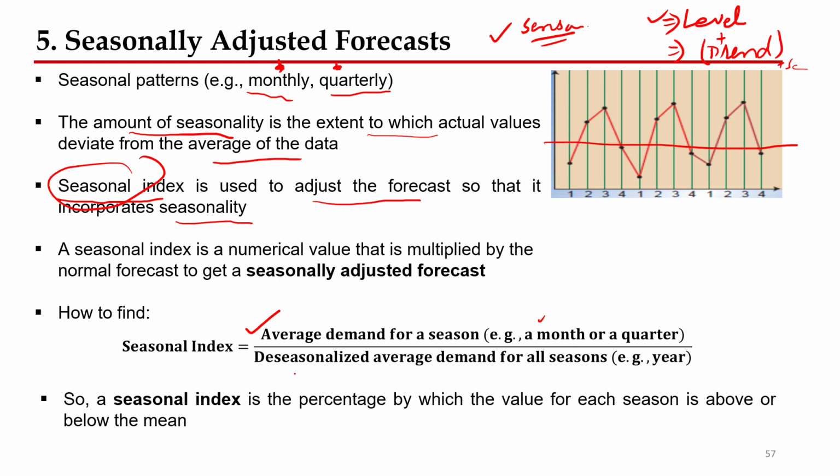Then we are going to divide by the deseasonalized average demand, which means we are removing the seasonality from the data. So in order to calculate the seasonal index, we divide by the deseasonalized average demand, which is basically the average of the entire year. The seasonal index is basically a percentage value indicating how much it is above or below the mean value.